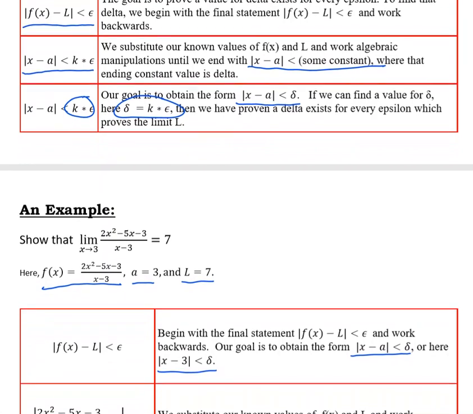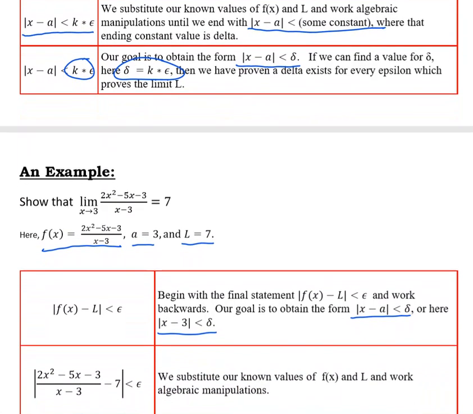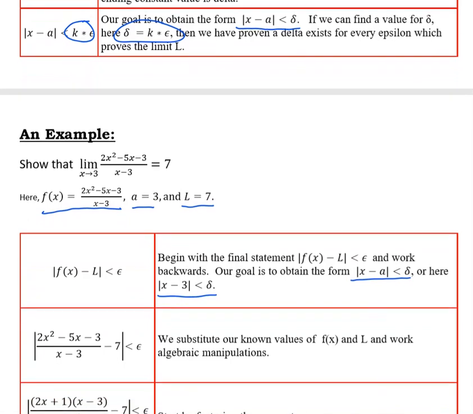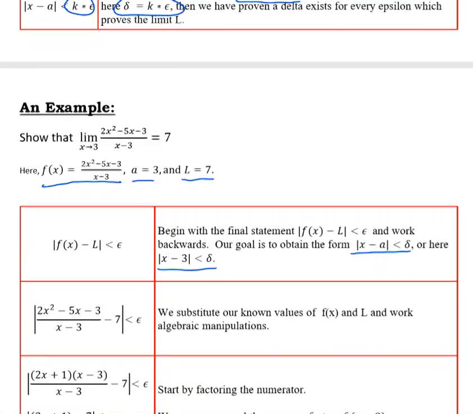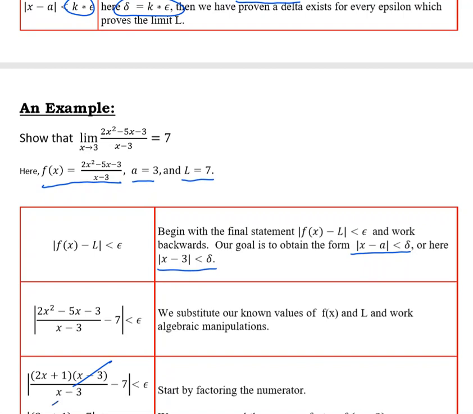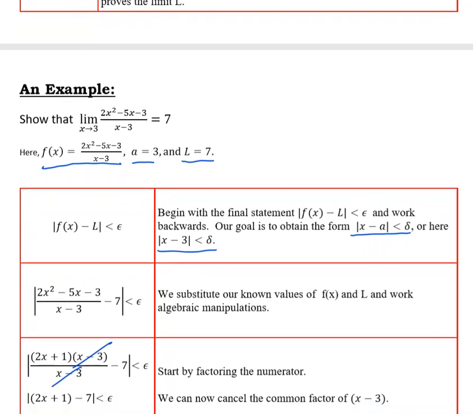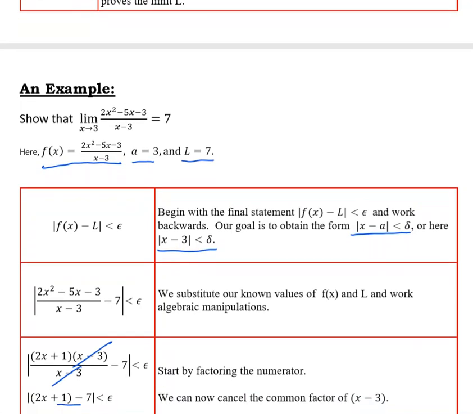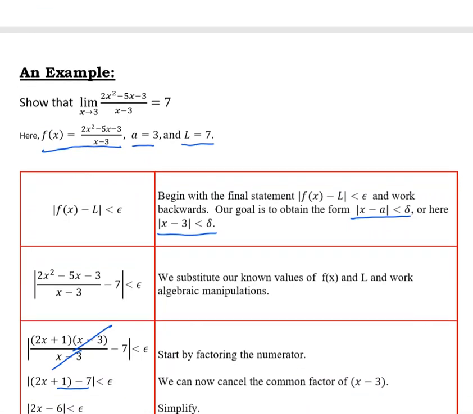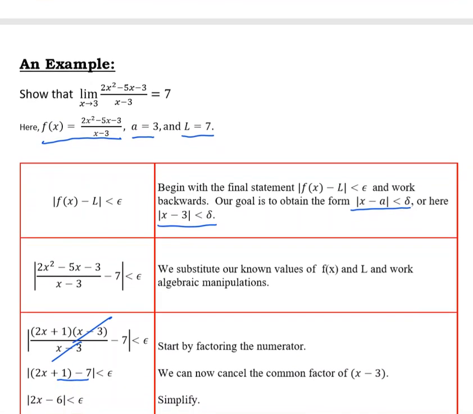So plugging in our f of x and our L gives us this. So we're going to work some algebraic manipulations with this particular function. It's going to be easiest to factor that numerator. So the algebraic manipulations are going to differ depending on what type of function we have. Okay, so factoring that numerator, what you guys can see is that that allows us to cancel that common factor of x minus 3. And now simplifying one step further is going to leave us with the absolute value of 2x minus 6 being less than epsilon.